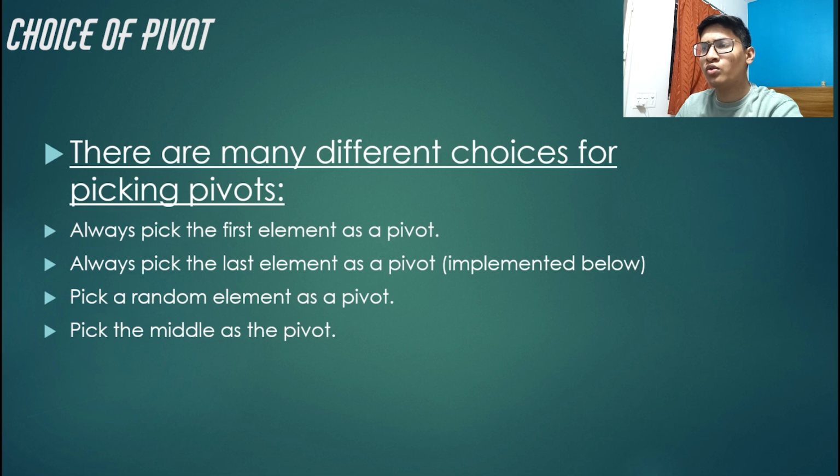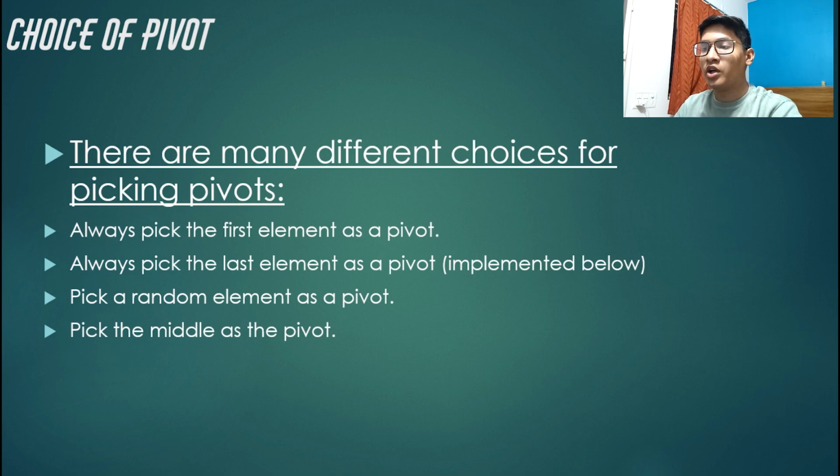Now, choosing a pivot. There are many different choices for picking a pivot. Now, let's talk about four of them. First, always pick the first element as the pivot, meaning the leftmost element. Then, always pick the last element as the pivot, the rightmost element, and our code is implemented on this only.